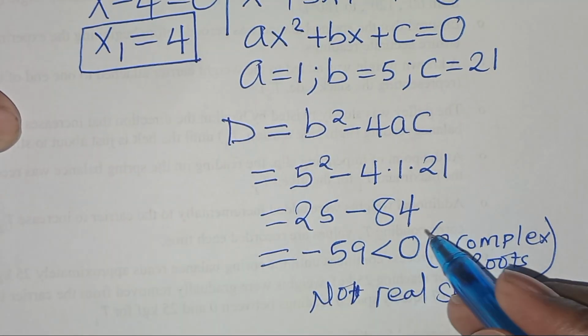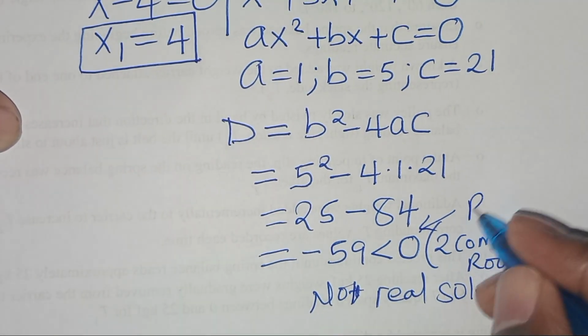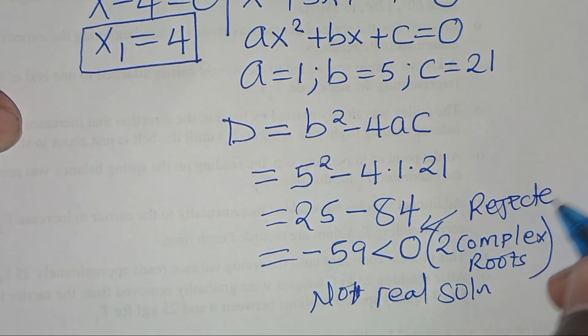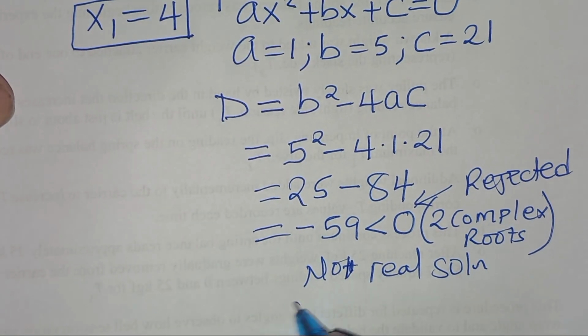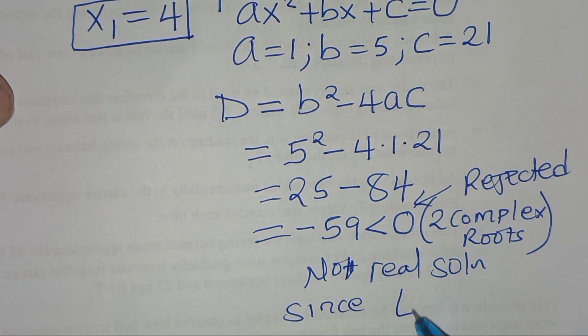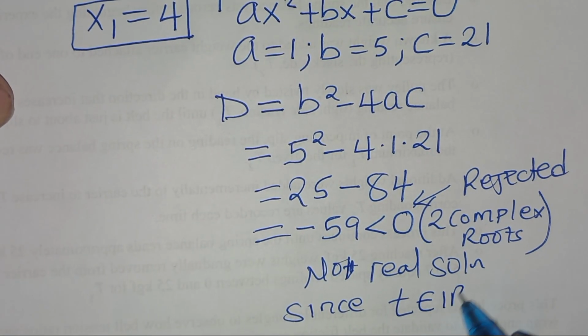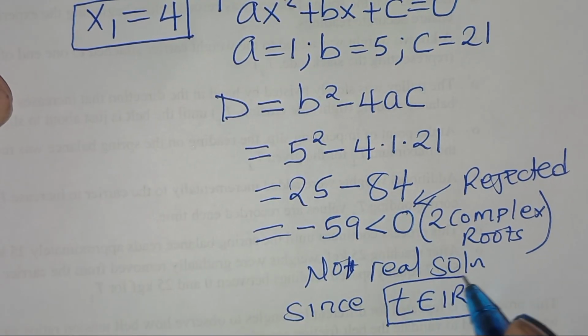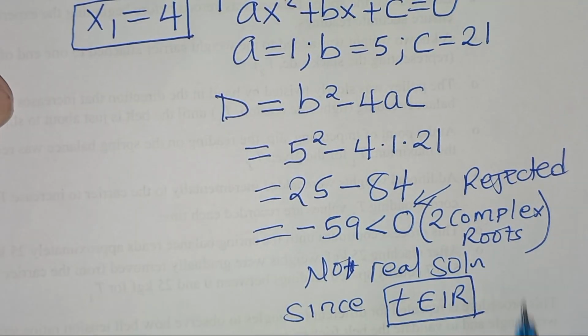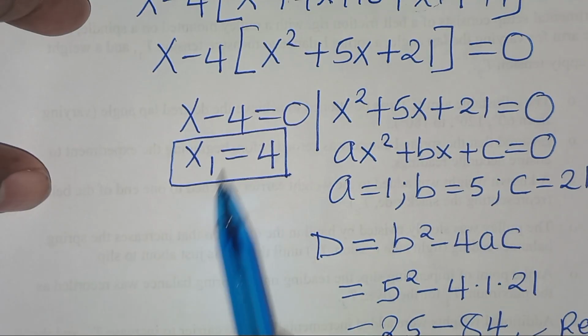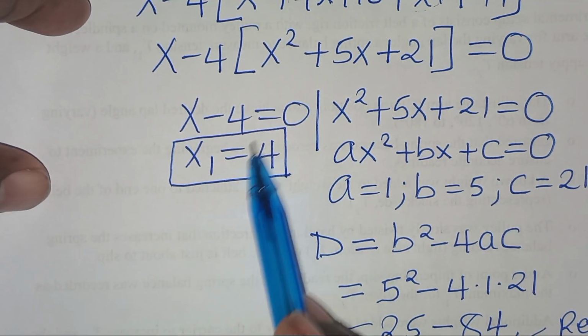So this part will be rejected since x is a member of real numbers. So this part is rejected. So we only have a real solution here. x is equal to 4.